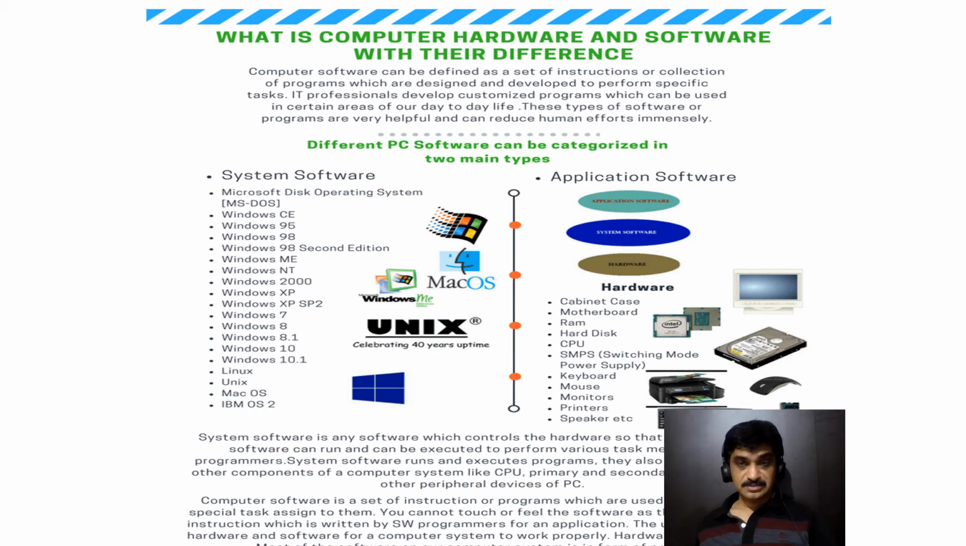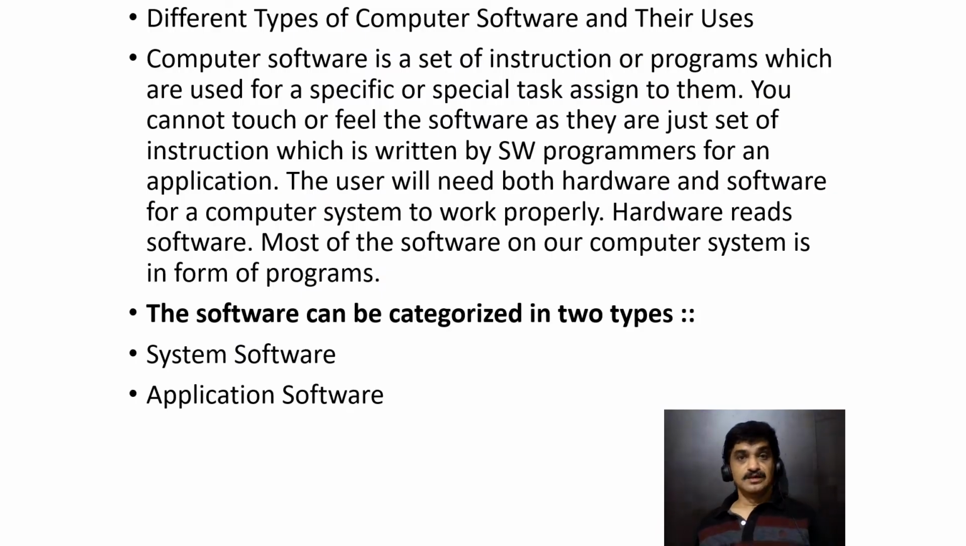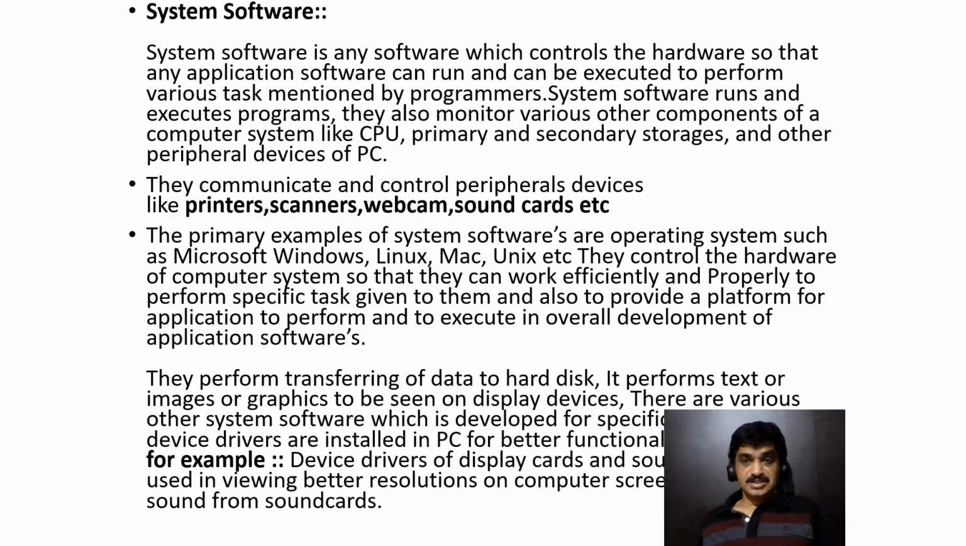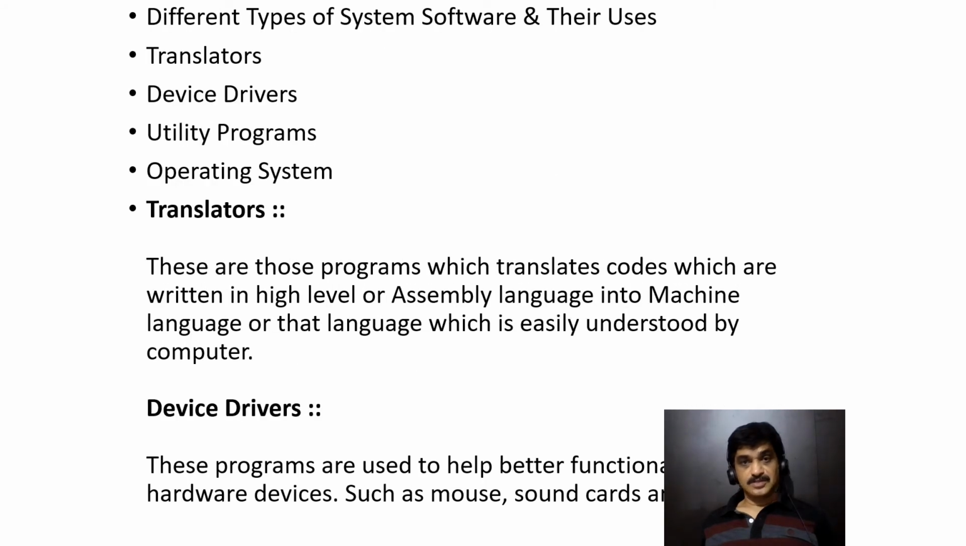Hardware cabinet, which this particular slide explains everything in a single shot. Computer software is a set of instructions. This we already understood, that the user will need both hardware and software for a computer system to work properly. Hardware reads the software. This we already discussed. This is repeating system software and the hardware. Let's move on.